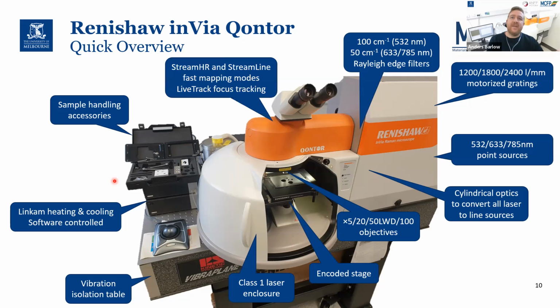And then finally, being a Qontor version of the inVia Raman instrument, we have access to the StreamLine mapping modes and also the LiveTrack focus tracking on this instrument. And also built into this Qontor module here is an internal silicon reference that we can always use for intensity referencing and X-axis calibration as well.